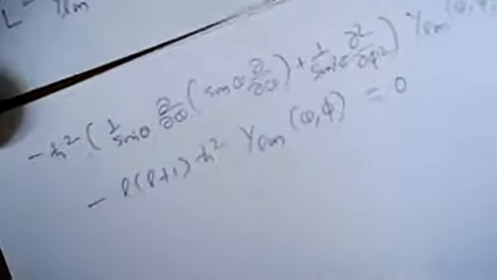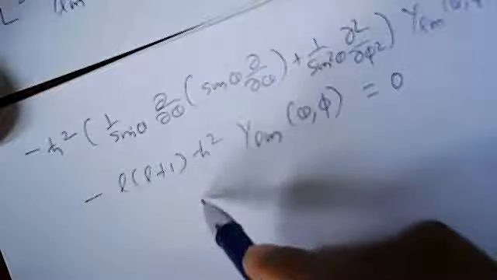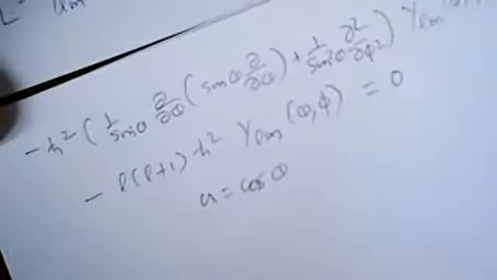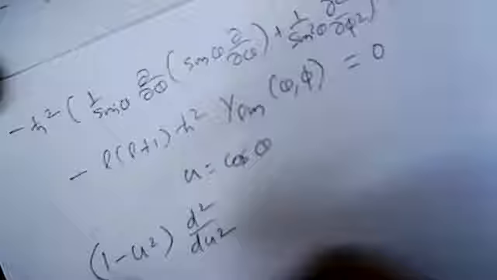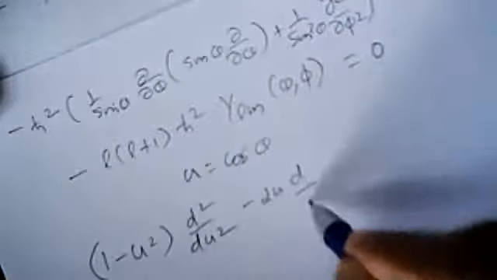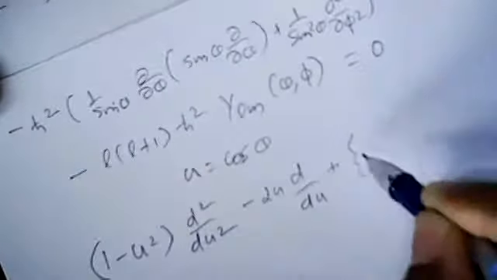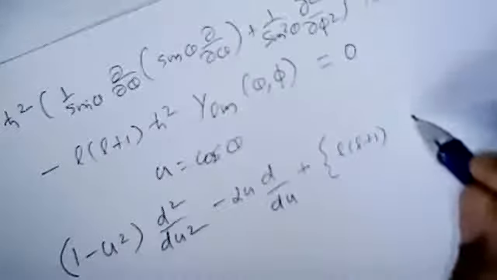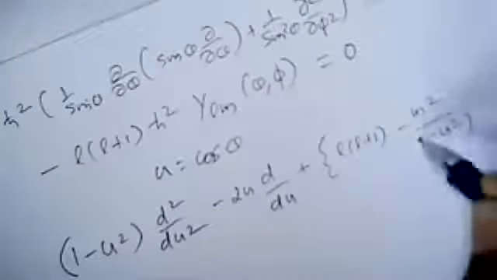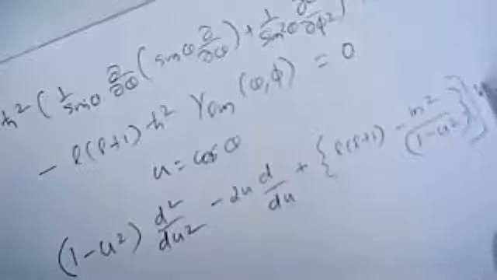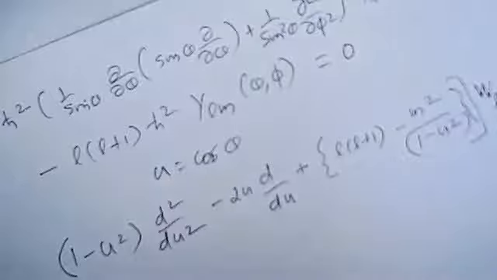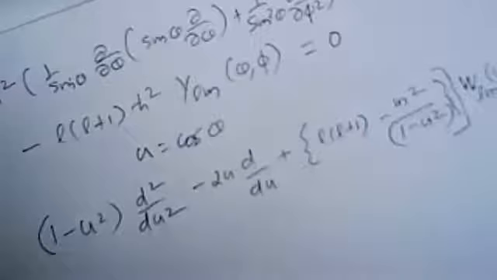Now if you do some substitutions, put u equal to cos theta, then this equation becomes, I am not doing that, 1 minus u square d square by du square minus 2u d by du plus L into L plus 1 minus m square by 1 minus u square, all into W of lm u equal to 0. So this is not easy.